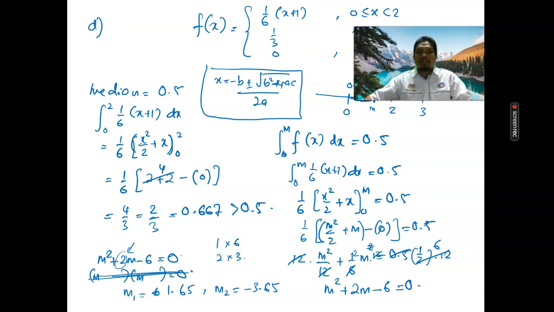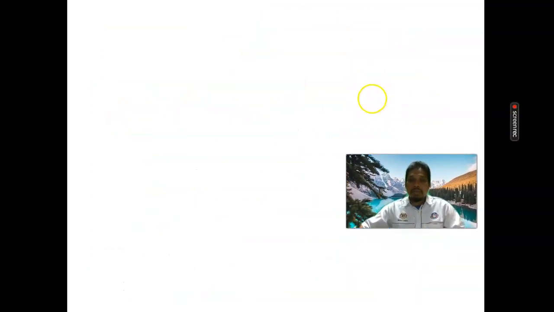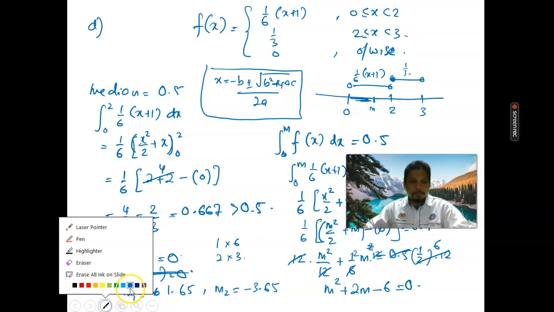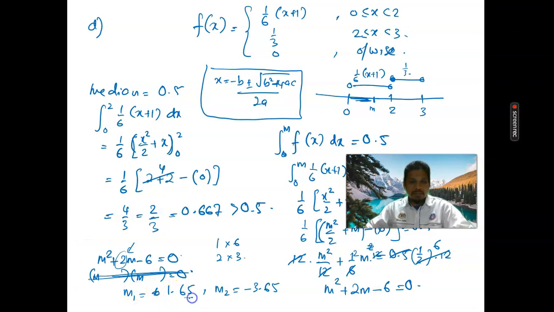The thing here now is, if these are the values of m, 1.65 and negative 3.65, which one of these values is reasonable for us to put here as the value of m between 0 until 2? Yes, 1.65. So it means that the value of m here now is 1.65.